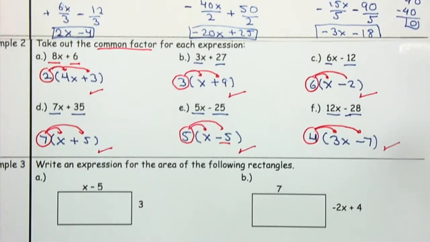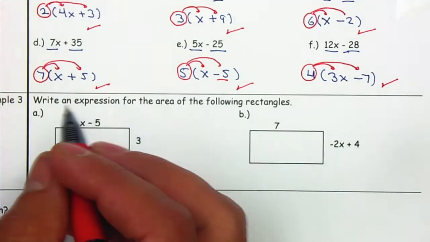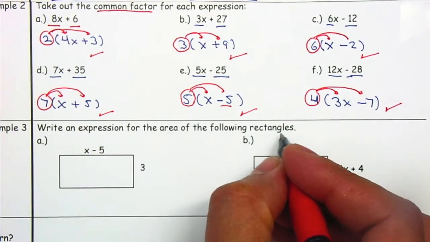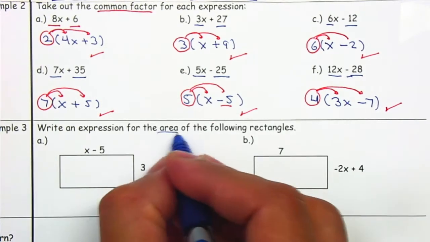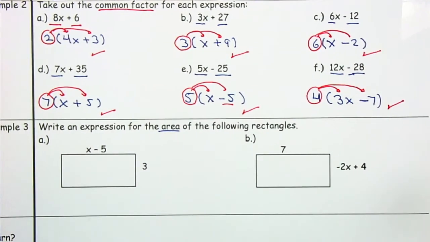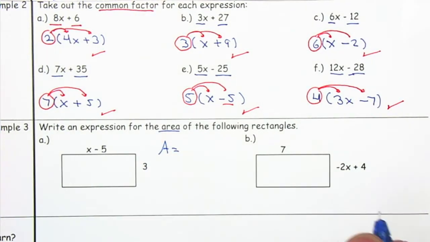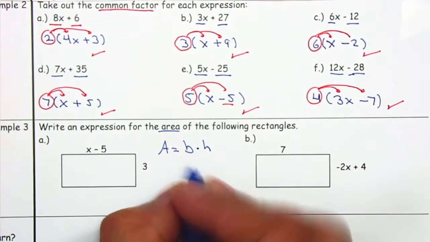Example number 3. On example number 3, we need to be able to write an expression for the area of the following rectangles. Remember that we're looking for the area, so first we need to remember, how do we find the area of a rectangle? What is the formula? Area is equal to base times height. And now we're going to substitute.